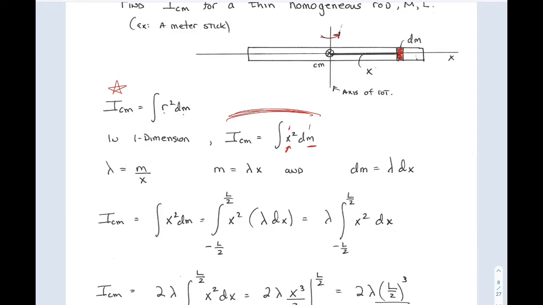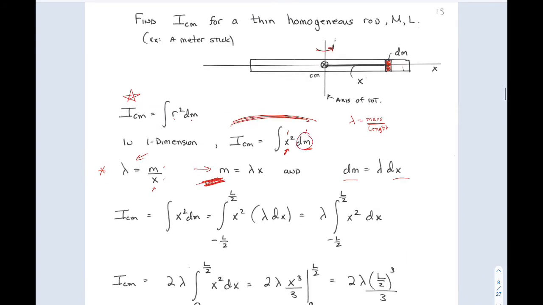So what we do is introduce something called a linear mass density. Lambda is mass per unit length. A lot of books like to use lambda for linear mass density, and rho for volume density. So lambda is mass per length, and my length dimension is the variable x. Multiply both sides by x, so m is lambda x. This is going to remind you of when you first started doing u substitutions in Calc 1. I'm going to take a differential of both sides, so dm is lambda dx.